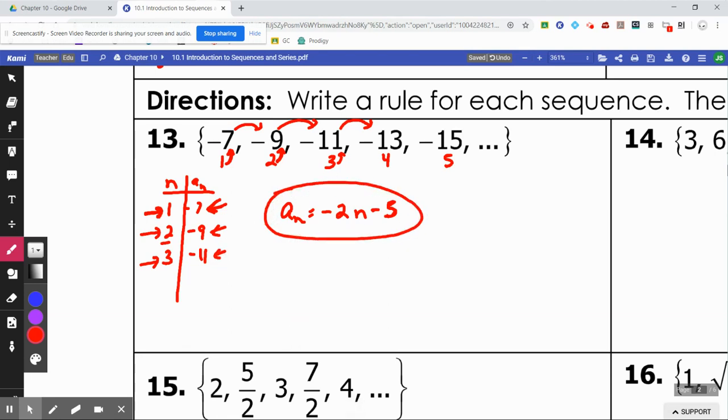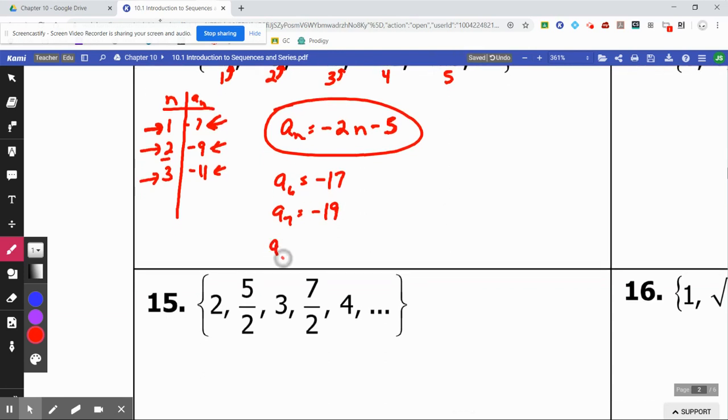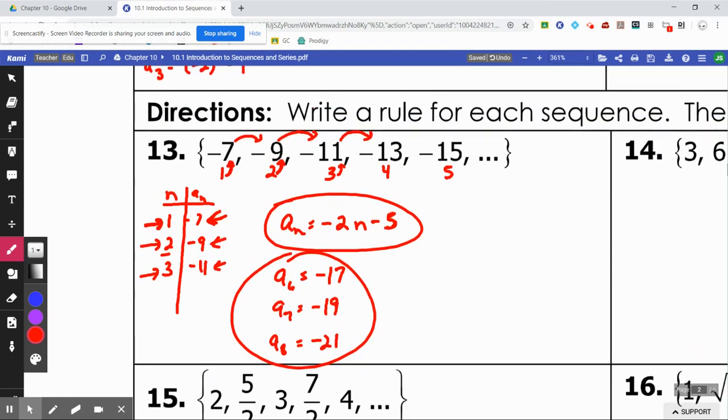So there's my rule. Now to find the next 3 terms, plug in 6. A of 6 would be -2 times 6 is -12 minus 5, which is -17. A of 7 would be -2 times 7 is -14 minus 5, which is -19. And again, you just see that we're going down 2 each time, so the next one would be -21. So there's your next 3 terms.